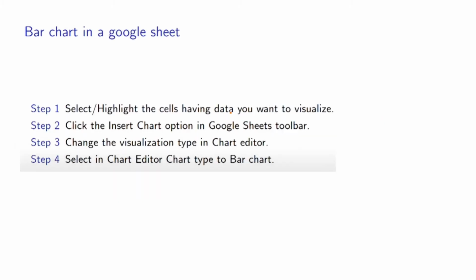Then how can we construct the bar chart in Google Sheets? Select, highlight the cells having the data you want to visualize. Click the Insert Chart option in the Google Sheets toolbar. Change the visualization type in Chart Editor. Select the chart type in Chart Editor as bar chart.